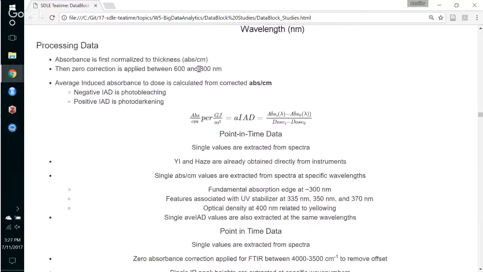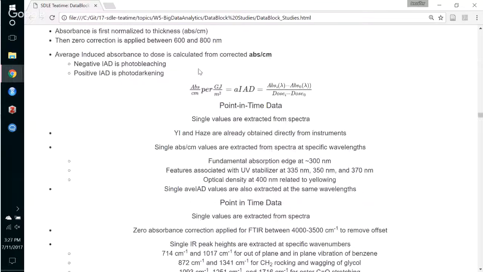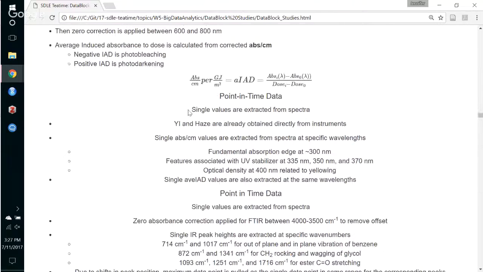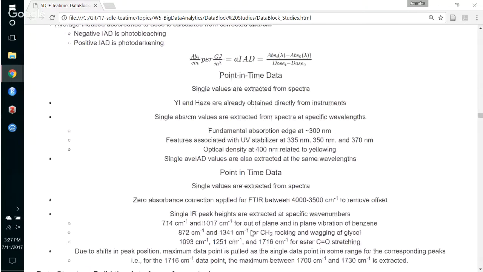And so the next step, now that the spectra are corrected, is to obtain single values. This is really important because if you have spectra changing over time, it's very difficult to build a model for a spectrum changing over time, as opposed to single values, where you can see how a peak changes from point to point. You have a hard number that you can build a model on. The yellowness index and haze are already obtained, but absorbance and FTIR need to have single values extracted.